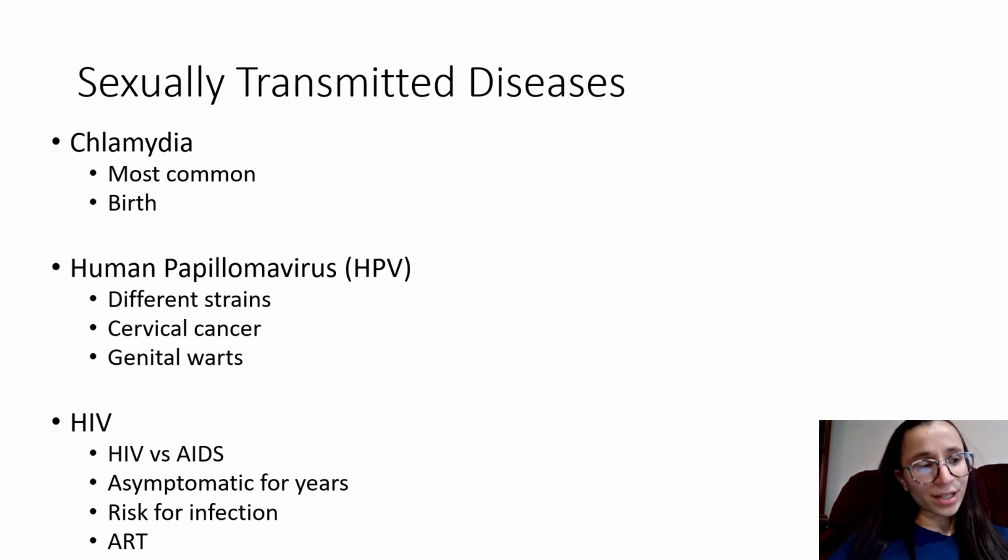Symptoms: a lot of patients are going to be asymptomatic or just have minor symptoms like spotting or a little bit of abnormal, thick discharge. The partner is also given treatment for this, and the complications are the same as gonorrhea: pelvic inflammatory disease and infertility.